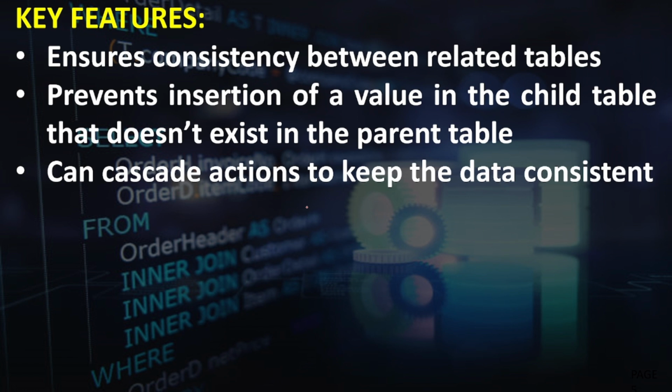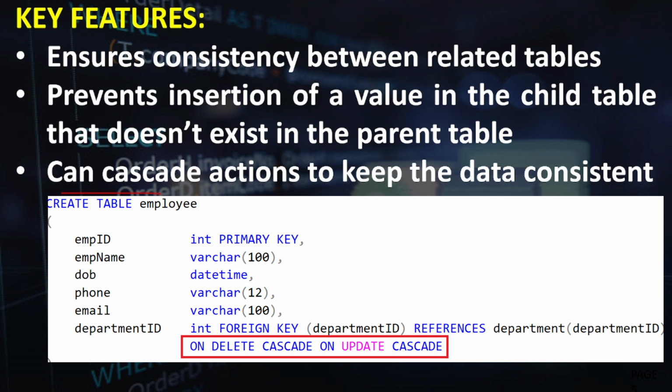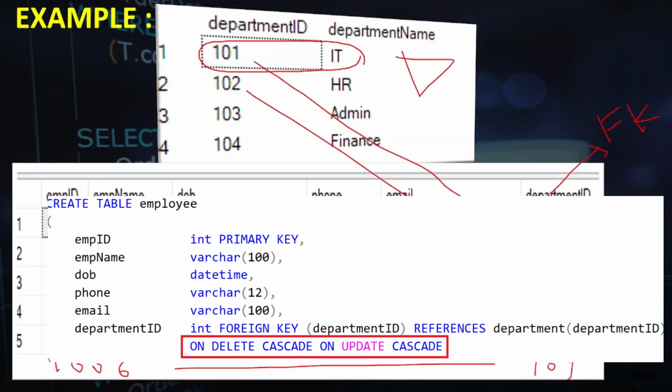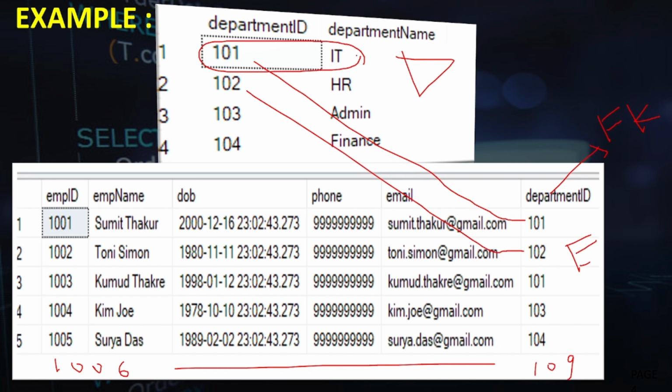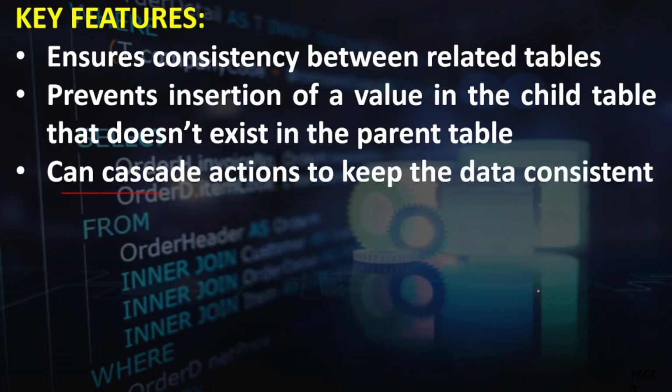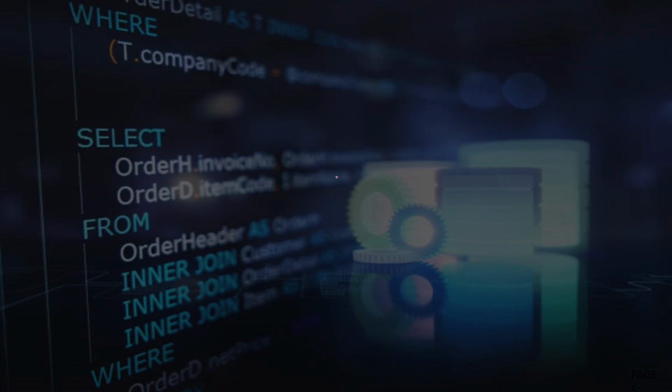The third is that it can cascade actions to keep the data consistent. What is that? If it is saying can cascade, what happens? Let's say, on a good day, you are deleting this IT department itself. The moment you delete this IT department, every piece of data related to the IT department will be deleted from its child table. This way it maintains consistency, right? So these are the three key features of a foreign key that we have got to know.